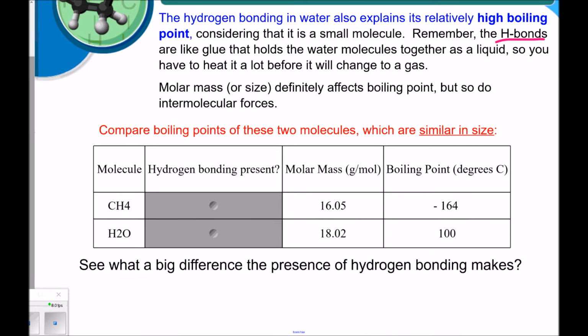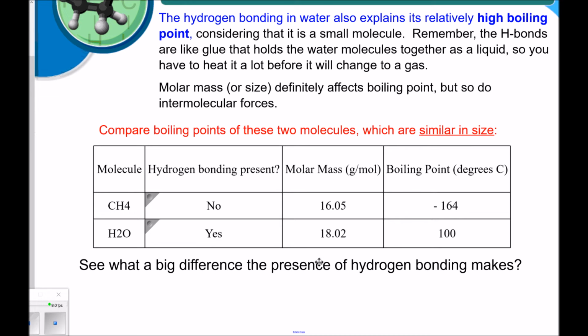So it wants us to compare boiling points of these two molecules, which are very similar in size. So this first one we have right here is methane, CH4, and here is water. In CH4, hydrogen bonding is not present. It's hydrogen bonded to carbons, not nitrogen, oxygen, or fluorine. But in water, yes, hydrogen bonding is present. Well, let's see what difference that makes.